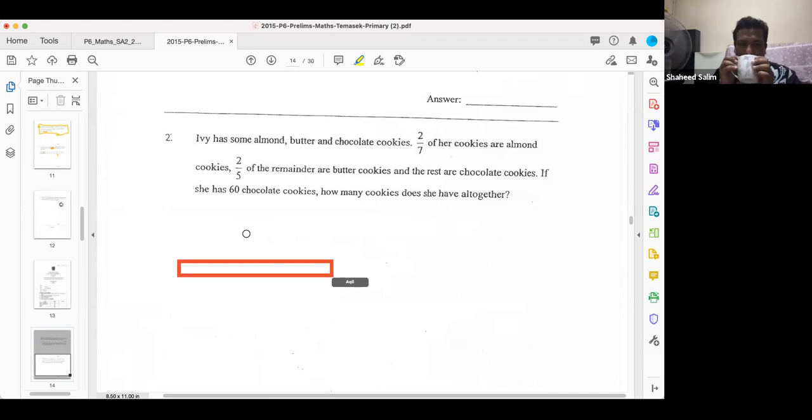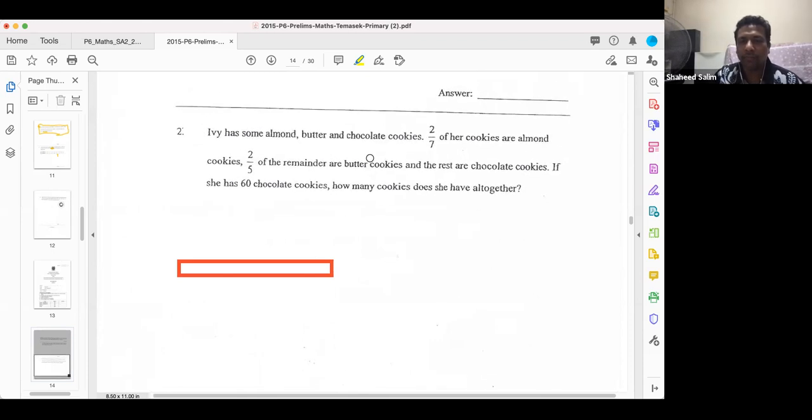Okay, Akil drew. Very nice drawing. Divide it into 7 parts. Okay, can you divide now, or do you need me to divide for you? Okay, I divide for you now. Then what do you do? Okay, and then? Which one is almond? Can you label almond? How many of them are almond? 2. So we shade 2 here. This is almond. Then 2 butter cookies.